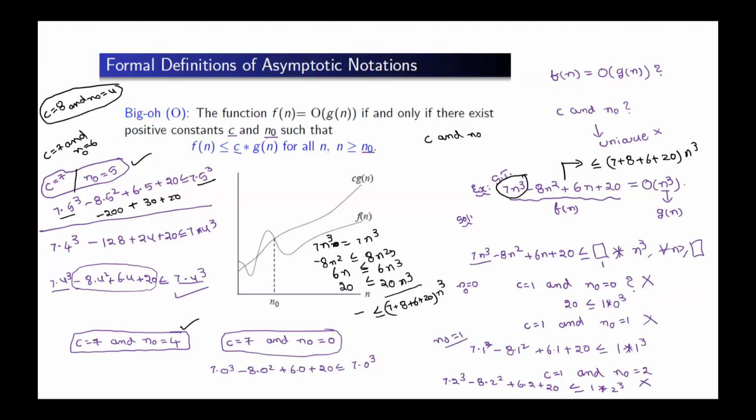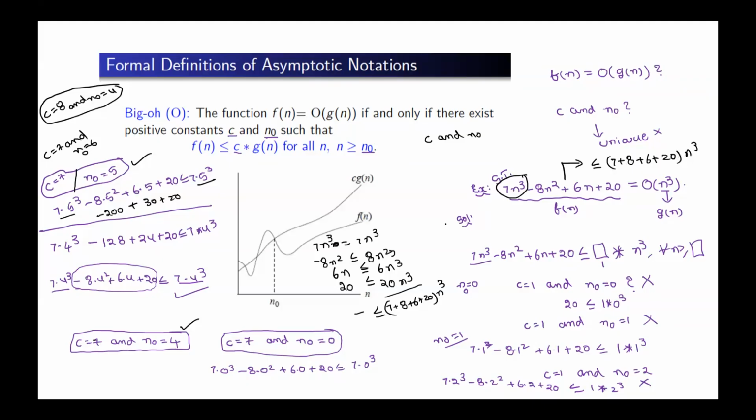See, first term is 7 n cube. Here I have taken 7 n cube. Definitely it is not less. Second term is 8 n square. Here it is 8 n cube. Definitely it is not less. Third term is 6 n. Here it is 6 n cube. Definitely it is not less. 20 n cube. Definitely it's not less, no?